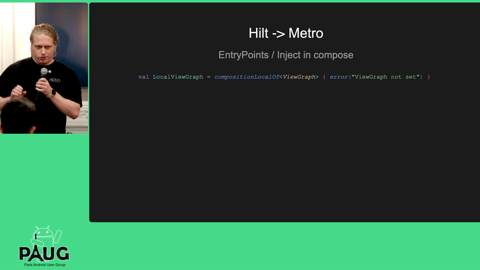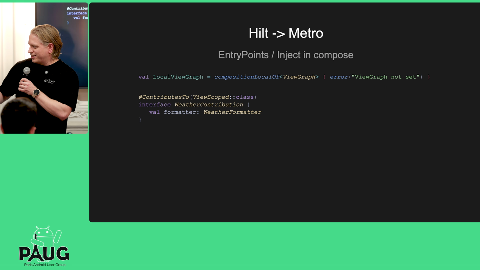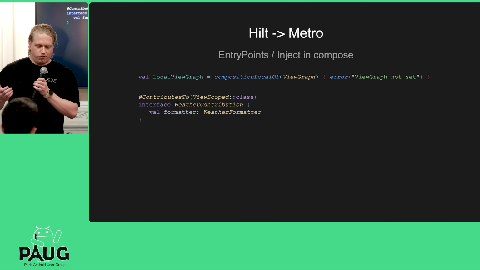Yes, and then as a small bonus, I've also shown how to do entry points. If you don't know what an entry point is, it's just a way to get access to your graph from anywhere in your app. So in this case, we're using it to inject into our composables. So composables are just top-level functions, so you can't really inject into them. Or maybe you can. But in this case, we're just going to use a local view graph, a composition local, to inject the graph into our composables. Then we're going to create a contribution, because in this case, we want to maybe access our formatter from within to put it into a text composable, for instance.